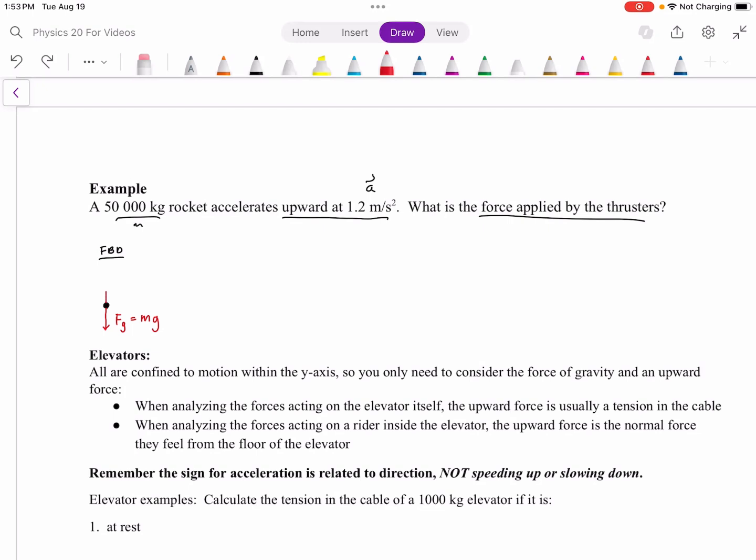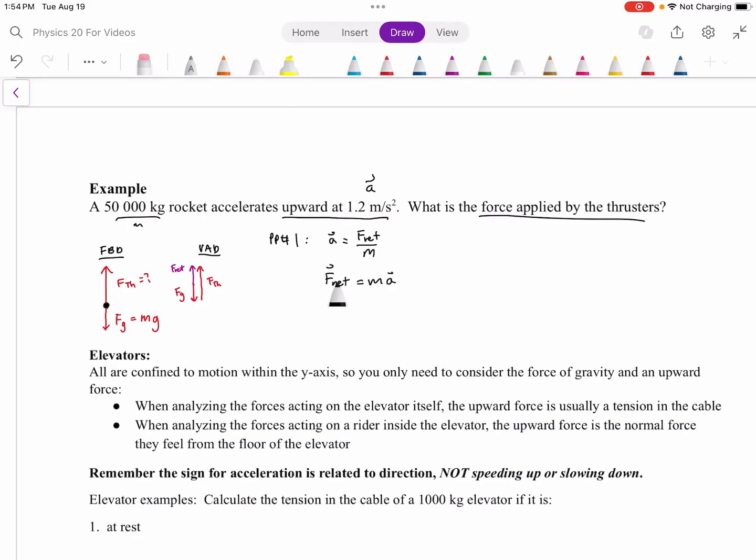Now it's accelerating upwards, so the net force is not 0. That upwards thrust must be larger than that downwards force of gravity. Okay, so here's our equation, right? Like I said, this equation is pretty much going to get us through all of Unit B. The acceleration of an object will be equal to the net force acting on it divided by its mass. And therefore, F net is equal to mass times acceleration, right? F net equals ma. And what is F net?